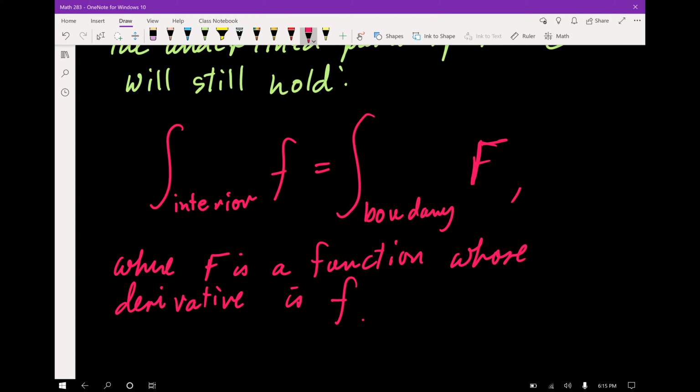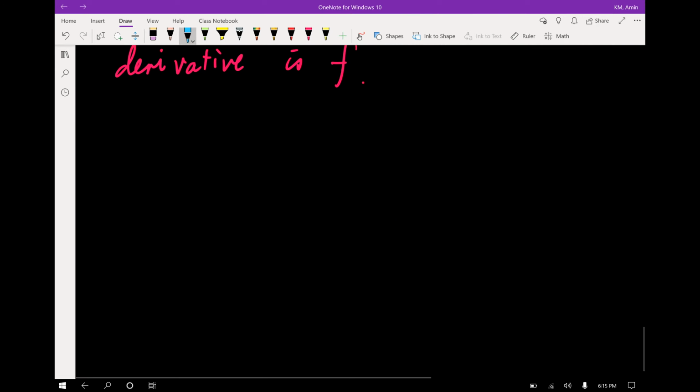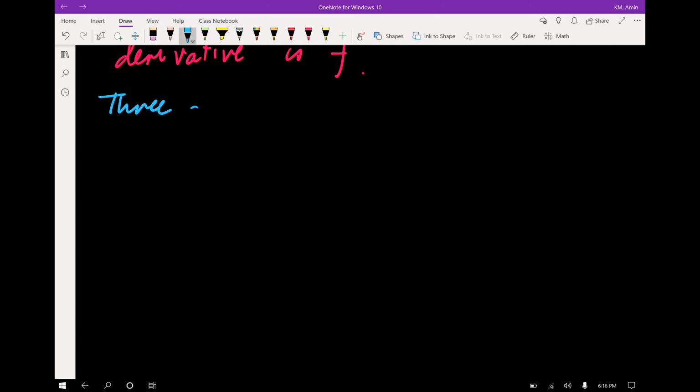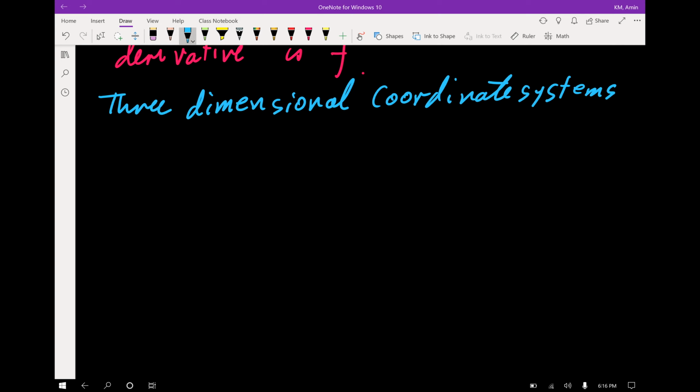Now, three-dimensional coordinate system. Just to give you an update, they had one confirmed case of COVID-19 at the Henderson campus. So far, not on this campus yet. So it seems like we're still gonna meet in person.